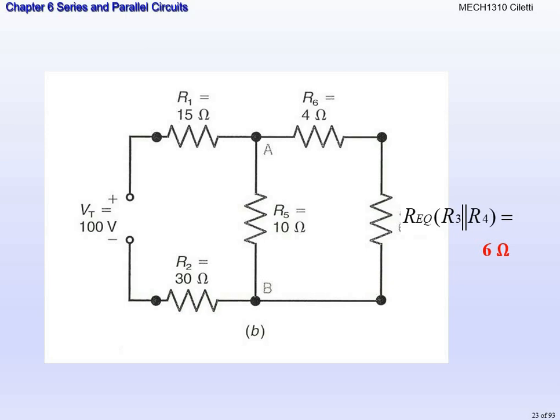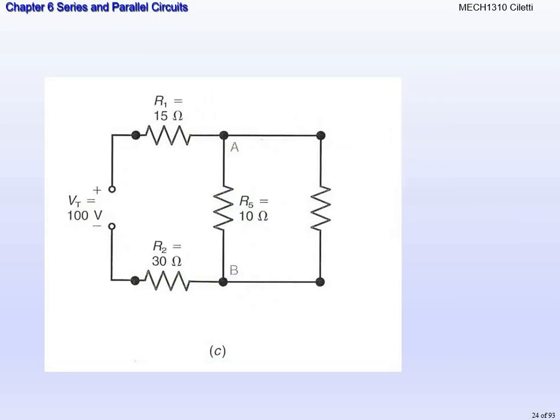So when you do that, you get 6 ohms. And now we're going to redraw it again. That 6 ohms is in what? Series with that 4 ohm resistor, R6. So we're going to take 4 plus 6, and we're going to get 10 ohms, and we're going to redraw the circuit. Now we've redrawn the circuit, and now we know that what? That resistor is 10 ohms. That 10 ohm resistor that we just calculated is in parallel with R5. R5 is also a 10 ohm resistor.